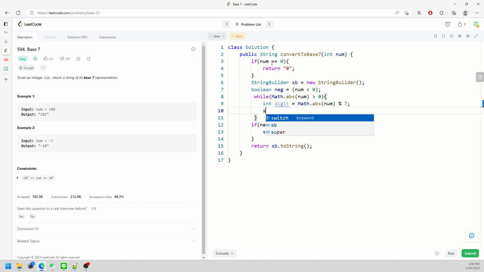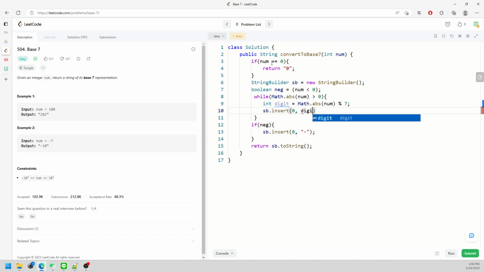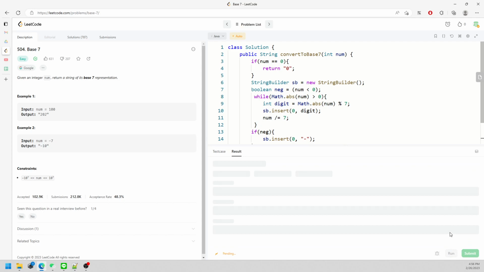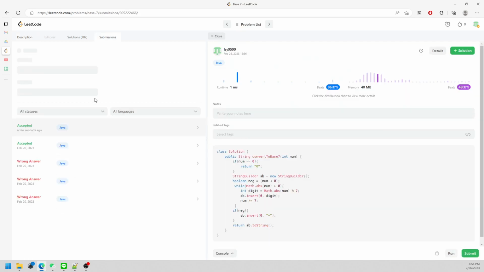Then I want to insert the value into the string builder, and then I need to divide by 7. So it's num divided by 7. And in this format, you don't care about positive or negative, because every single time you divide by 7, it doesn't matter. The only thing is when you mod, it might matter. Alright, so I pass the test case.